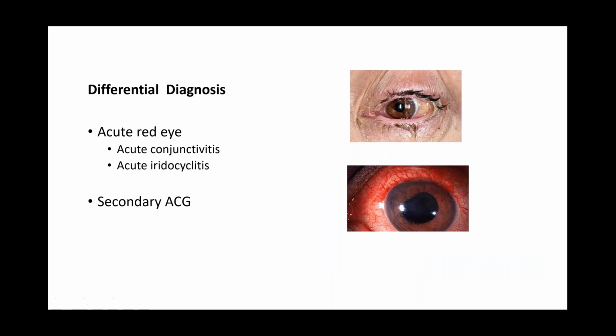So what are the differential diagnoses of angle closure glaucoma? Okay. Primary angle closure glaucoma who comes in acute attack with pain, redness, watering, congestion. You have to rule out other causes of congestion, conjunctivitis. Okay, here you have a patient.